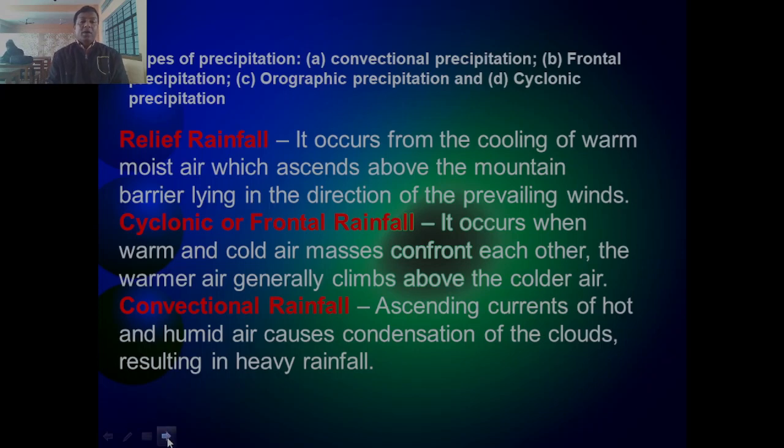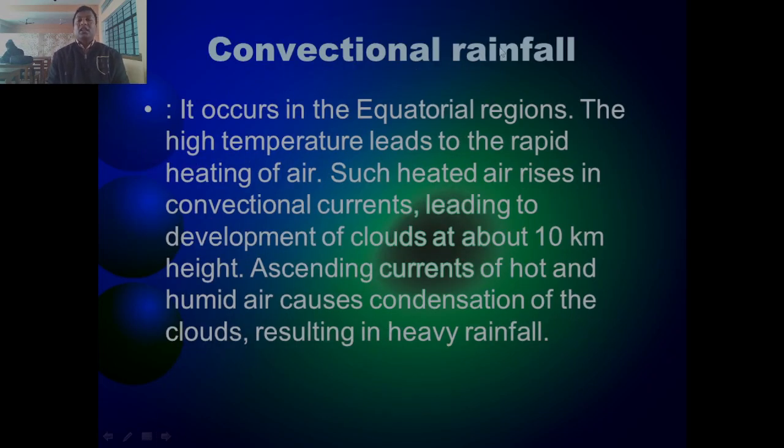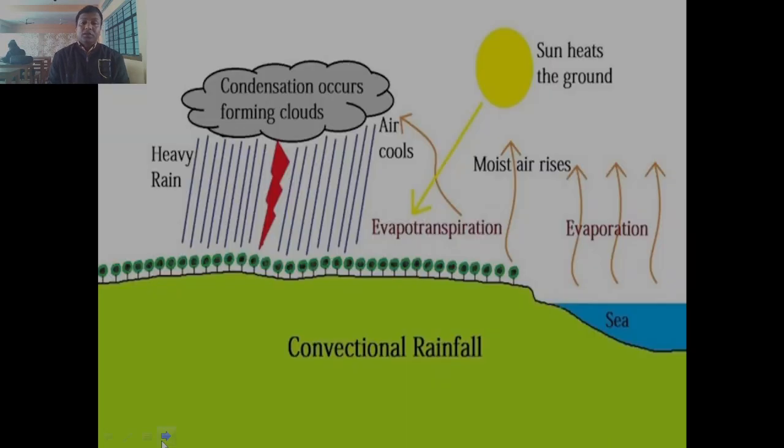Let me define all these terminologies one by one. First, conventional rainfall. It occurs in the equatorial region. The high temperature zone leads to rapid heating of air. Such heated air rises as convection current, leading to the development of clouds about 10 km height, and ascending currents of hot and humid air cause condensation of clouds, resulting in heavy rainfall in parts of the equatorial region.